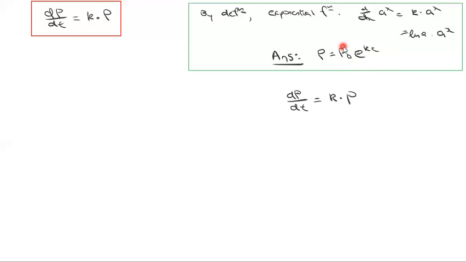Wait, so we're not deriving anything? Not really. We're deriving P, but we don't know what P is. Oh, okay. We want to solve for P. So now we're trying to solve for P. Do you have any suggestions on how we might solve for P? Use e. Well, you will.